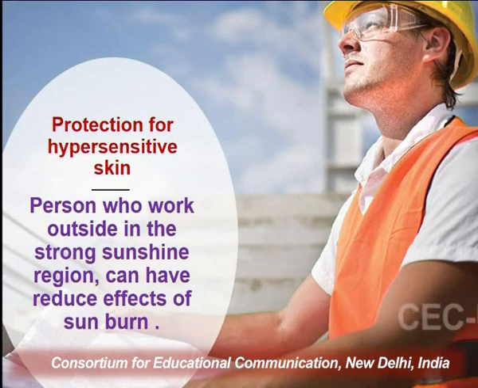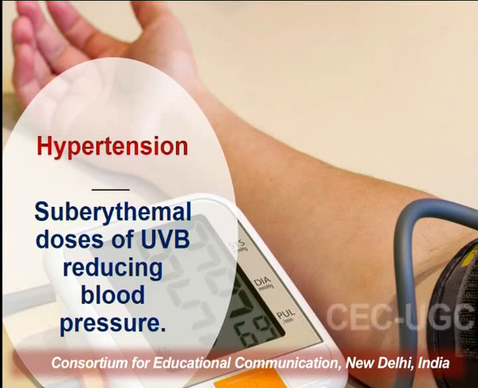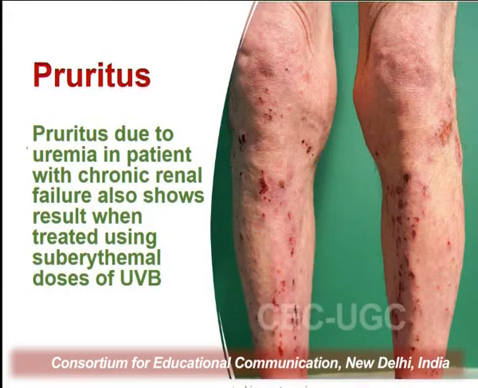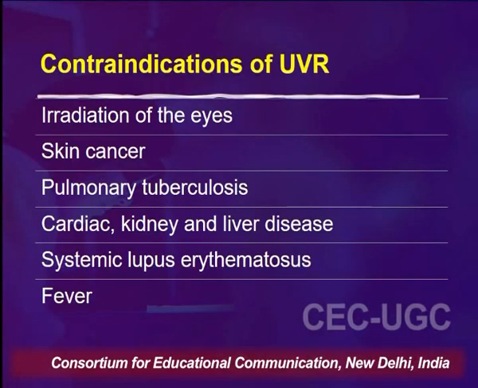Then protection for hypersensitive skin. Persons who work outside in strong sunshine regions can have reduced effects of sunburn. Then hypertension: suberythemal doses of UVB reduce blood pressure. Then pruritus due to uremia in patients with chronic renal failure also shows results when treated using suberythemal doses of UVB.